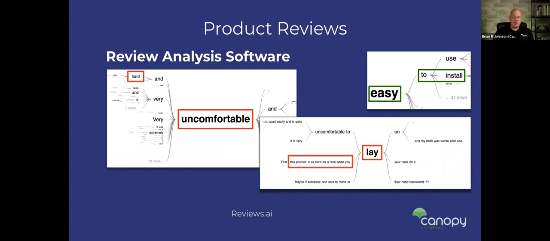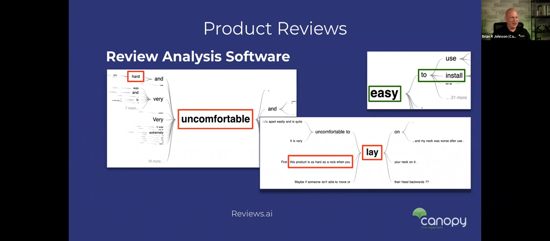reviews.ai, because they use a combination of machine learning as well as their own algorithms to go through and mine reviews. Now, unfortunately, this only works for Amazon reviews. They're across multiple marketplaces, but it does only work for Amazon reviews. It doesn't work for social media. That's a different process.